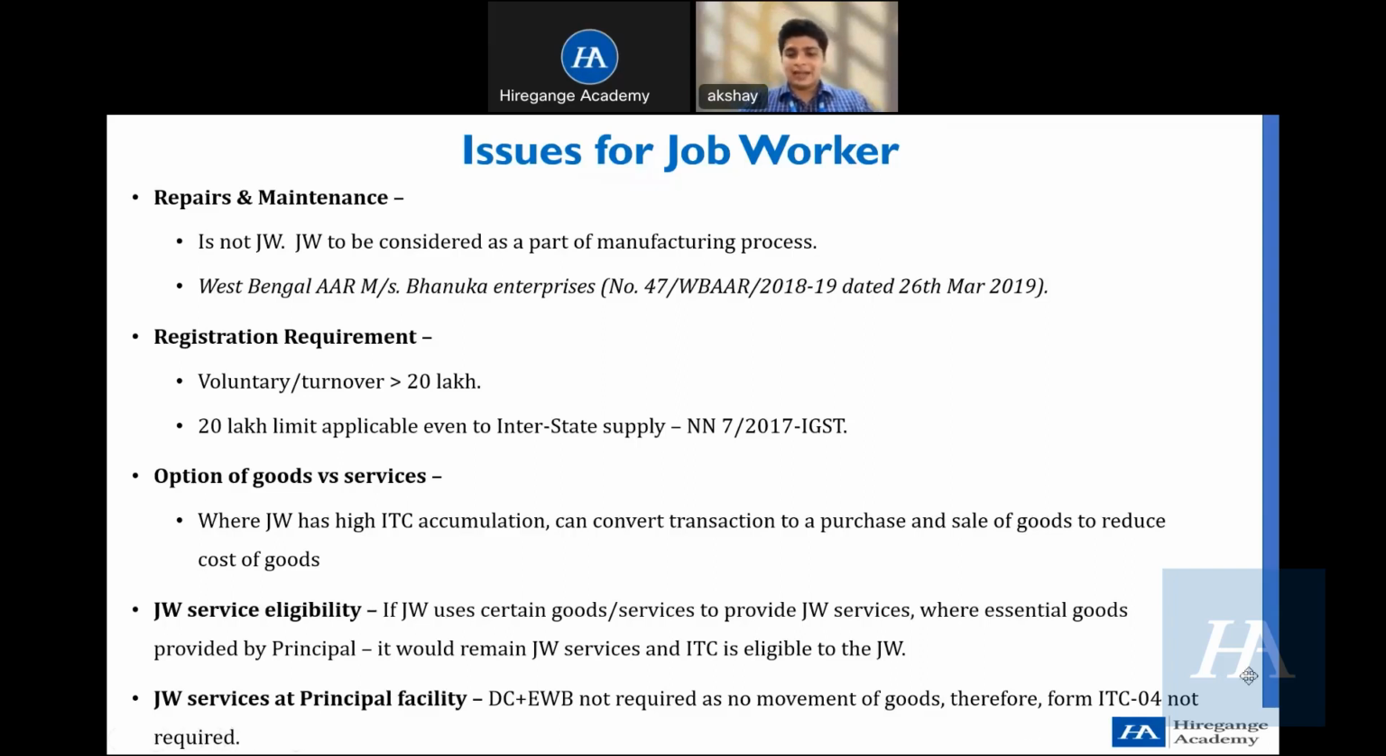Job worker services at the principal premises. In these situations, the job worker need not be required to file any form. The additional requirement is that the principal also need not file form ITC 04 because there is no movement of goods. DCE waybill also is not required for the transaction.